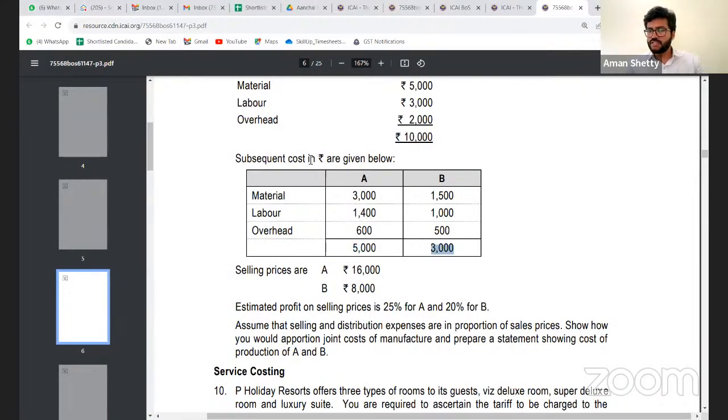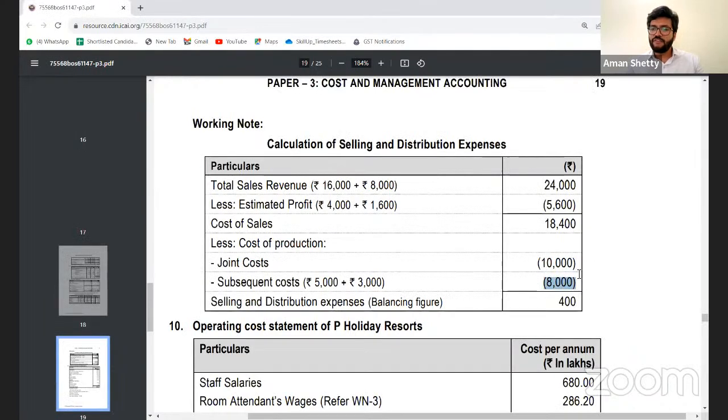Further processing cost, you minus. Therefore, the balancing figure is your selling and distribution expenses. Clear, all of you? Because after minusing the profit, after minusing your joint cost, after minusing further processing cost, it should have actually become zero. It is not becoming zero because of the presence of selling and distribution expense.